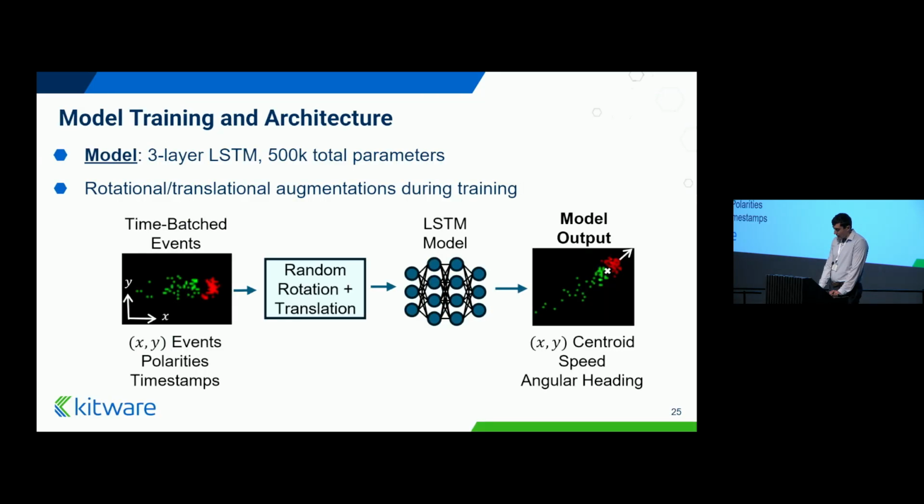So for model training architecture, we settled on a 3-layer LSTM network. And the reason we use an LSTM instead of a CNN, which would be typically used to extract spatial information, is that we found the LSTM to not only perform better with the sparse event streams, but also allows us to do an ablation study that we'll show later on. So to train the model, we take the events' polarities and timestamps, randomly rotate and translate them before feeding them through an LSTM model. And at the end, we read out the centroid, speed, and angular heading of the object.